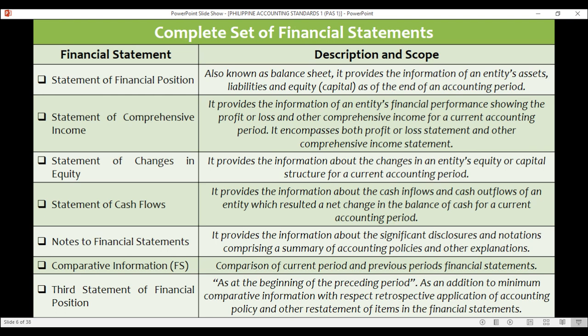Comparative information, or comparative FS. It is a financial statement presentation, a comparison of current period and previous period's financial statements. Okay? So the third statement of financial position, the rule is as at the beginning of the preceding period, as an addition to a minimum comparative information with respect to retrospective application of accounting policy and other restatement of items in the financial statements.